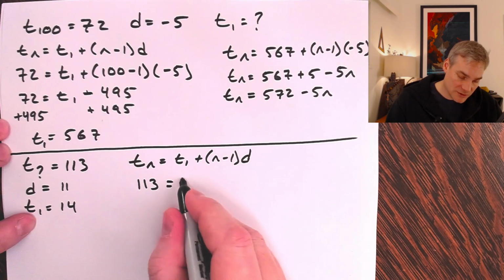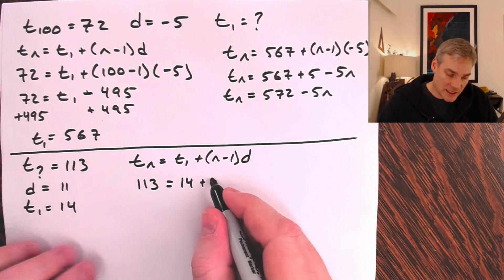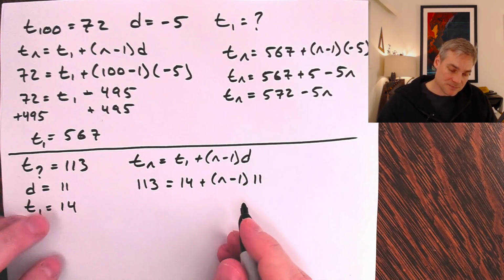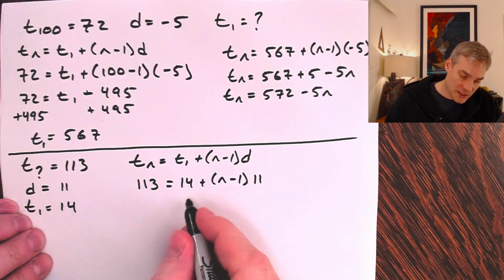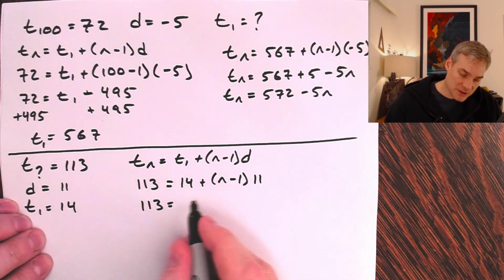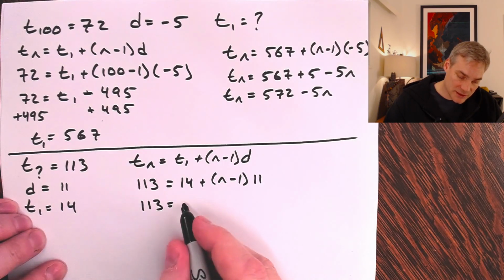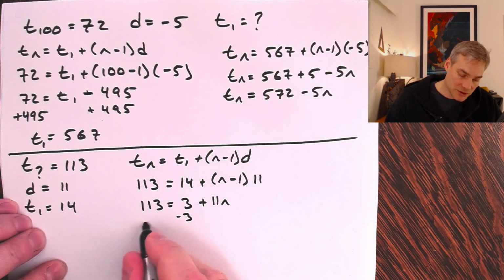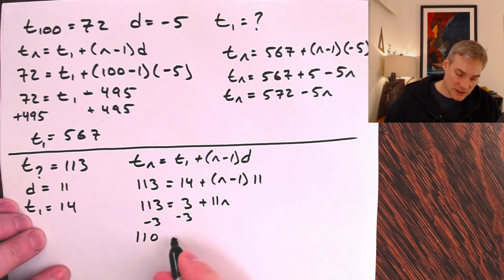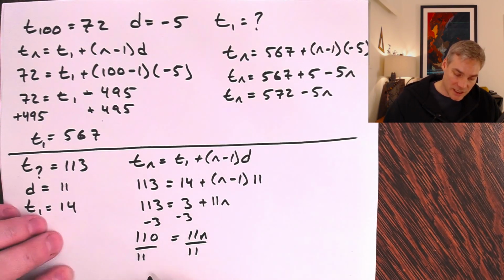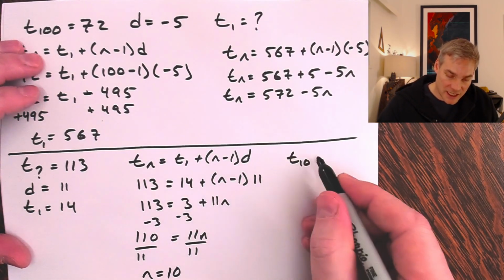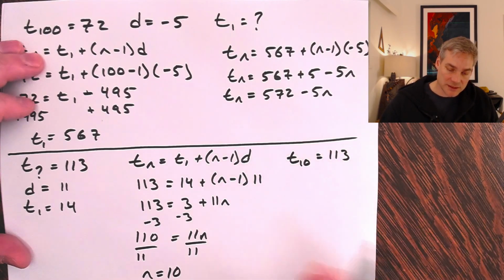So now T1 is 14 plus, and I have n minus 1, which I'm going to solve for, and the difference is 11. So I distribute these. So I got 113 equals, and this is going to be minus 11 here, so that's 3 plus 11n. So I subtract 3 from both sides. I have 110 equals 11n. So we divide by 11, and we find that n equals 10. So that tells me that t of 10 is 113.